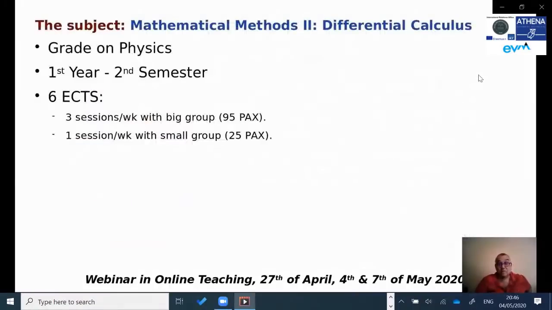This is the situation. This is my subject that I have been teaching this semester for the first time. Okay, physics, first year course, 6 credits, 3 sessions with a big group, and 1 session per week with a small group. Maybe you can see that it's a very complicated subject, mathematics, some physics. Okay, no, it's a very entertaining subject, and I really feel that the students enjoy my teaching.